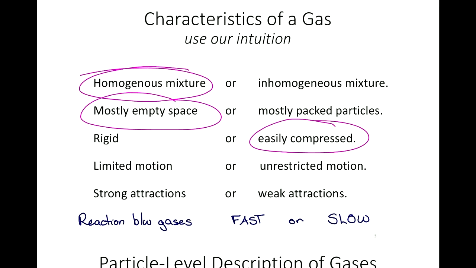All right, think of the particles inside the sample. Is there limited motion, or are the particles free to move however they want? Unrestricted motion, great. And then finally, the particles inside the gas sample, are they strongly attracted to one another, or are they weakly attracted to one another? Think about how far away they are from one another. If they're really attracted to one another, shouldn't the particles be close together? So is that what we see in gas samples? No, so they are weak, okay.